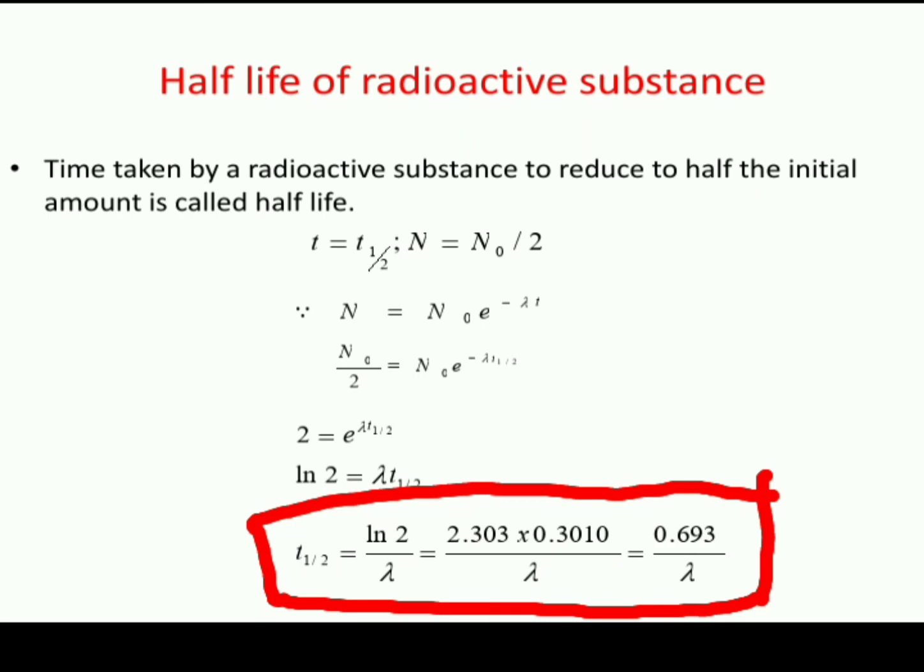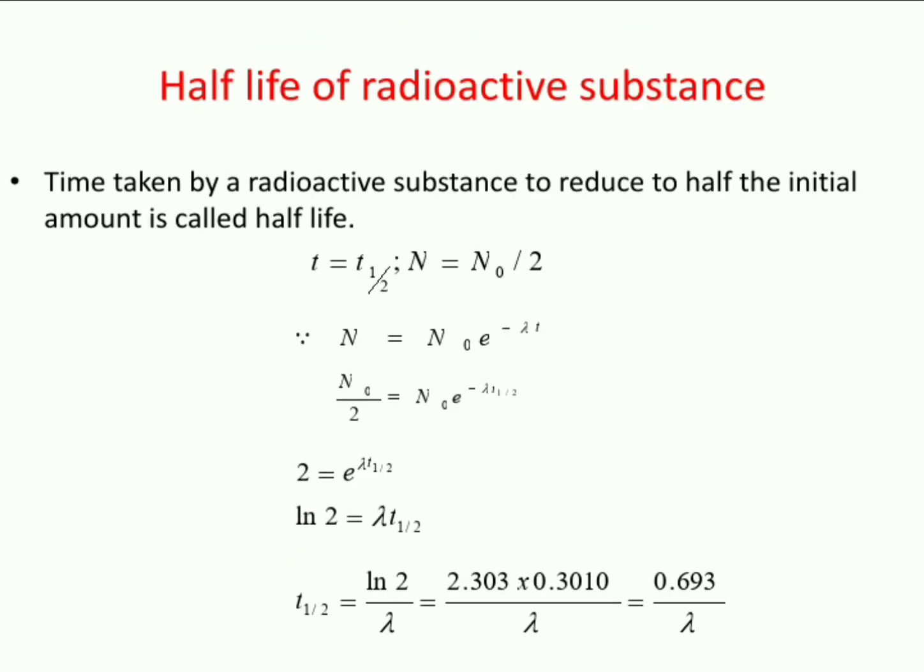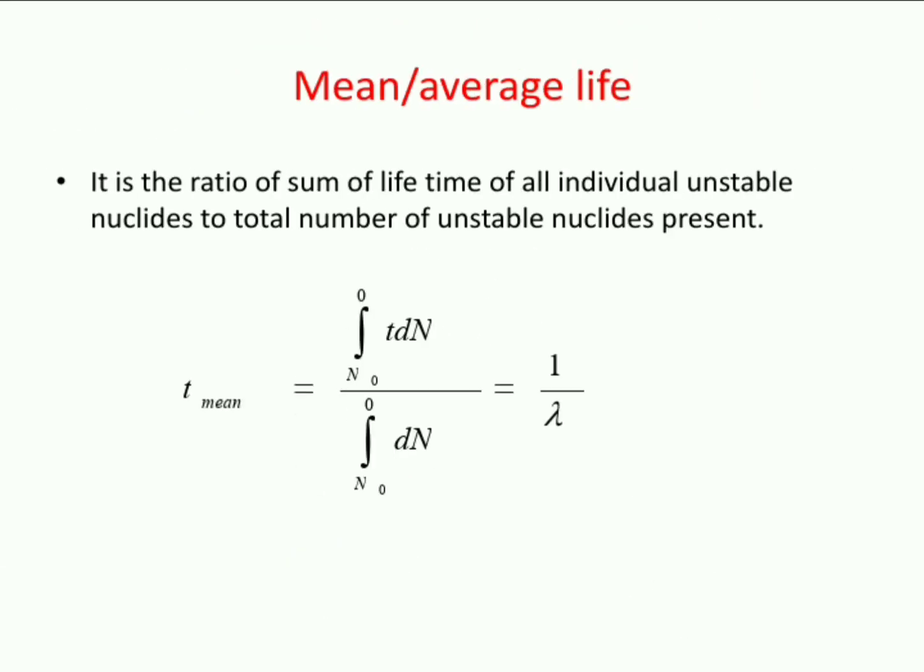Now one more life we are going to study for a radioactive substance apart from half-life. It's called mean or average life. So look at the definition first. It is the ratio of the sum of the lifetimes of all individual unstable nuclides to the total number of unstable nuclides present. So if I express it in integral form, T mean is equal to the integral of t into dN by the integral of dN. So we know N is N naught e power minus lambda into t.